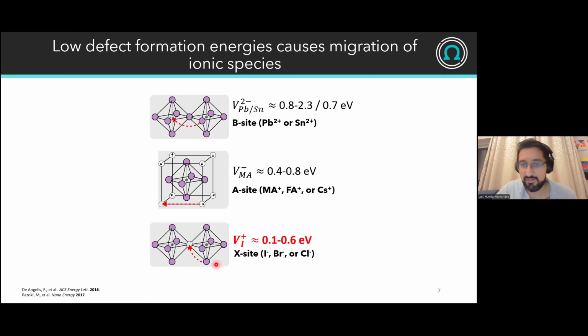That is because the iodides have to travel really short distances towards an adjacent vacancy. Also, the movement of the iodides can be stabilized by the dipole of A cations like methylammonium or formamidinium. So when people refer to ion migration in perovskites, they are probably talking about iodide migration.